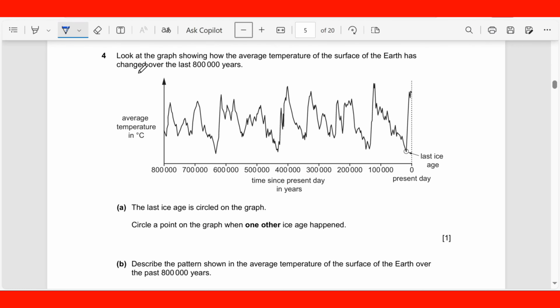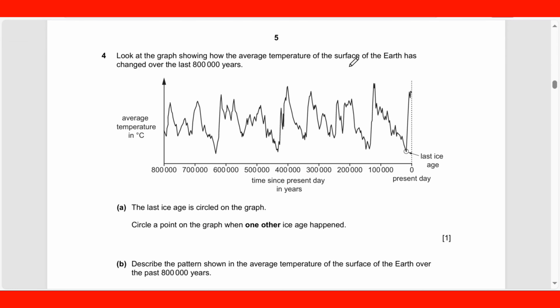Well, number 4. Look at the graph showing how the average temperature of the surface of the Earth has changed over the last 800,000 years. Here, average temperature in degrees Celsius, and time since present day in years, here. Now question A: the last ice age is circled on the graph here. Circle a point on the graph when one other ice age happened.